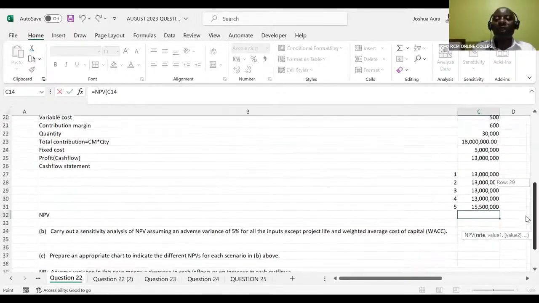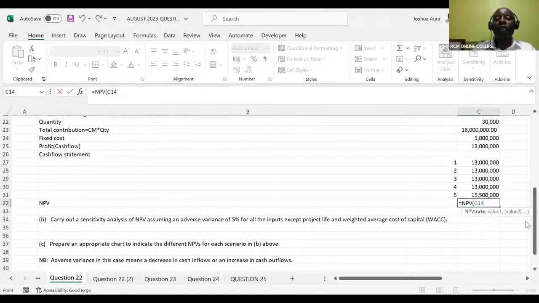Then I come down here. After that, I'm saying comma, because I'm following this: value 1 to value 5. Highlight all of them, the first cash flow to the fifth cash flow. You close your bracket. When you do that, you'll be able to get the total present value.